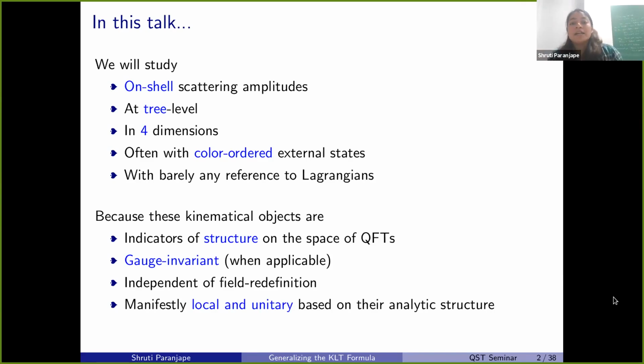So partial amplitudes, right? Basically what I have in mind is that you have a fixed color ordering for the external states. So you've separated out the color traces and you only have a kinematical object. Thank you.